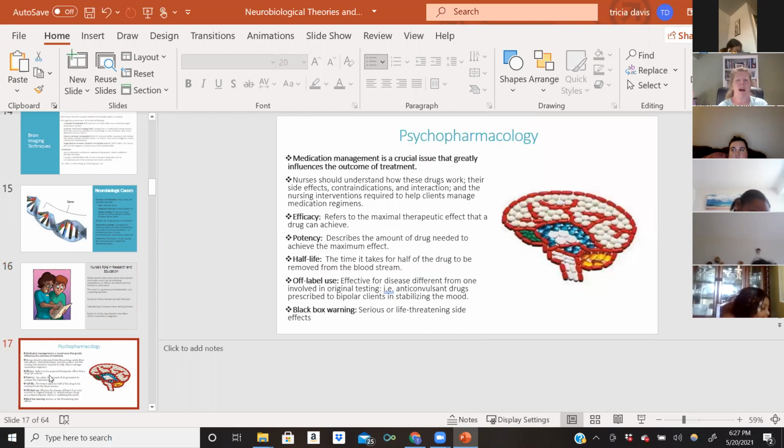So psychopharmacology, with dealing with mental illness, medication management is going to be crucial for this group of patients. It is going to heavily influence the outcome of treatment, how successful they are. It's also going to dictate if they're able to tolerate the medication and if they're going to continue taking it. That's the big thing that we see in mental illness.